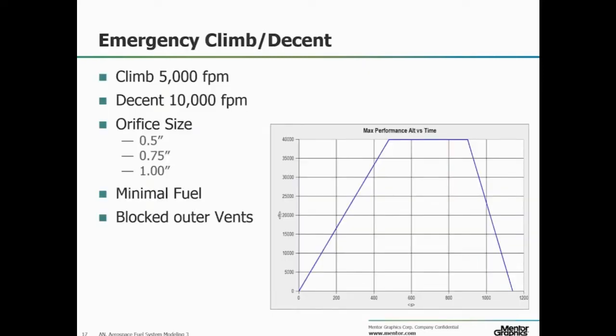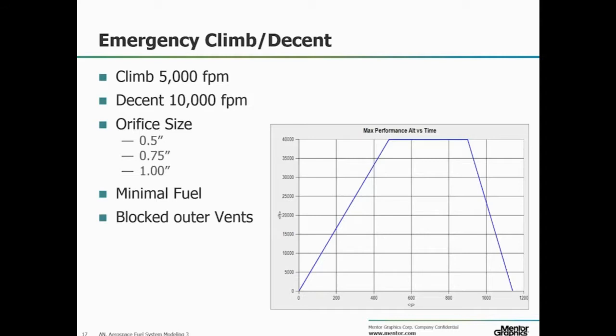Emergency climb and descent. Most commercial jet aircraft at typical loads are capable of sustained rates of climb of around 2,000 feet per minute. We're simulating a worst-case scenario of a very rapid rate of climb of 5,000 feet per minute and a maximum performance descent of 10,000 feet per minute. We want to understand what pressure differential we'll see across our vents with these rapid changes in atmospheric pressure.